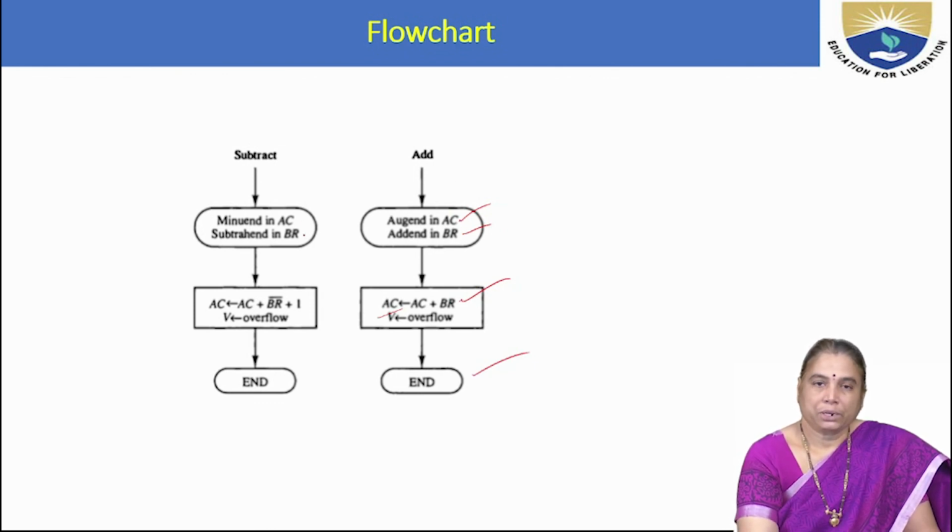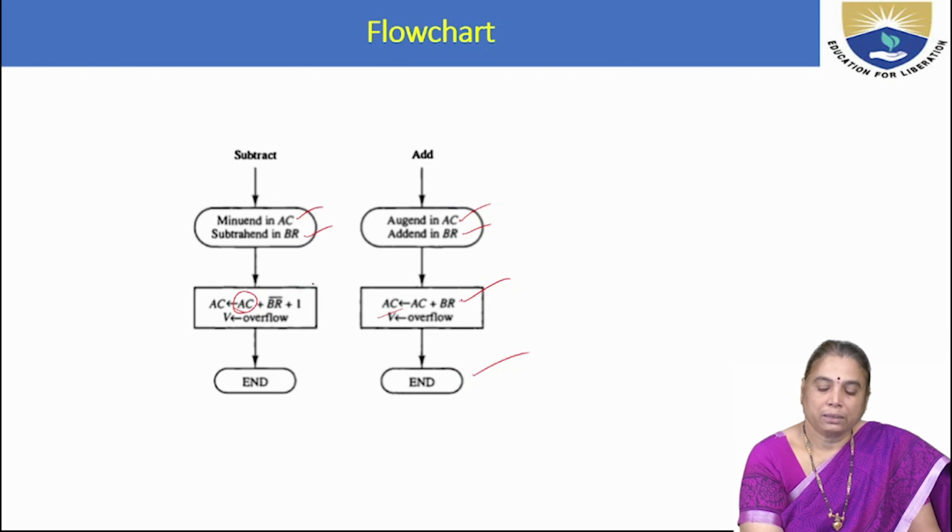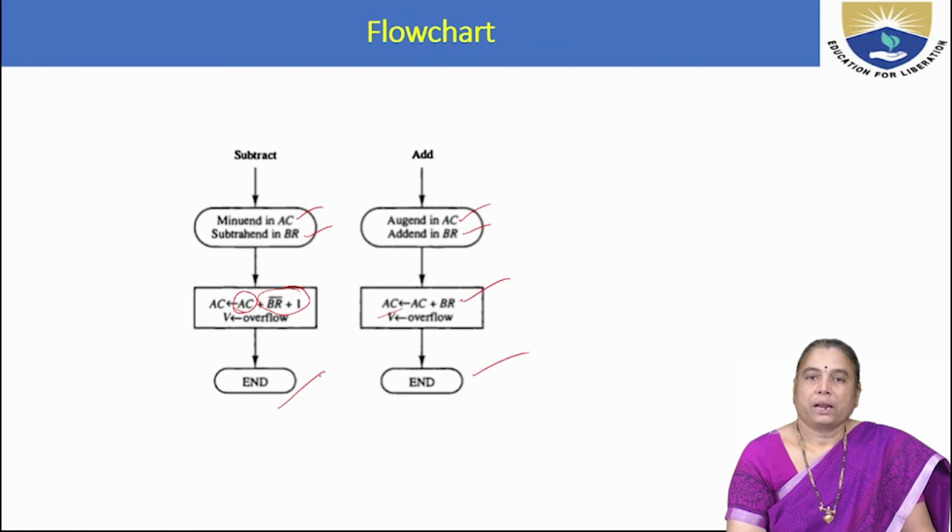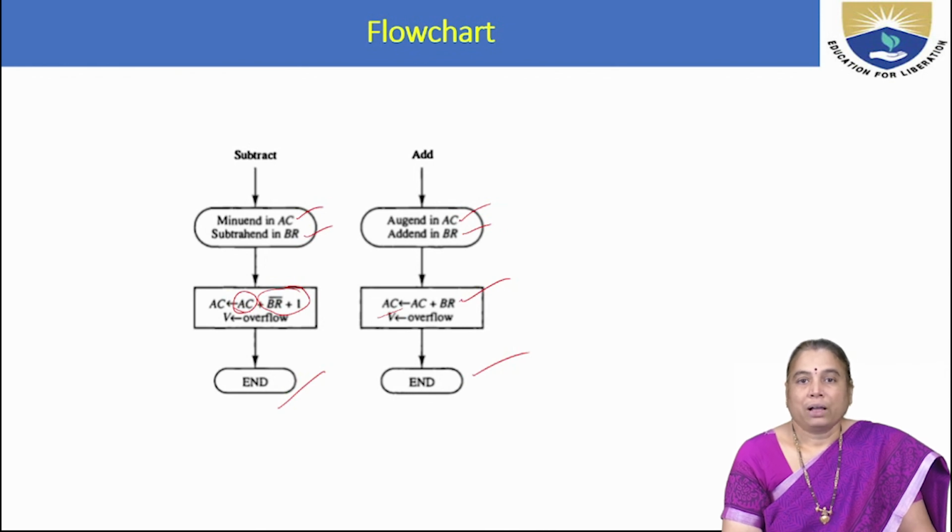In the subtraction operation, the minuend is stored in the accumulator and the subtrahend is stored in the BR register. So here the minuend can be represented as it is. The subtrahend has to be represented in the 2's complement form. So BR complement plus 1 can be done in order to perform the subtraction. If any overflow bit is generated, that can be stored in the V. So in this way, the subtraction operation can be performed. So this is the simplified version. Why? Because the numbers are represented in the 2's complement magnitude form here.